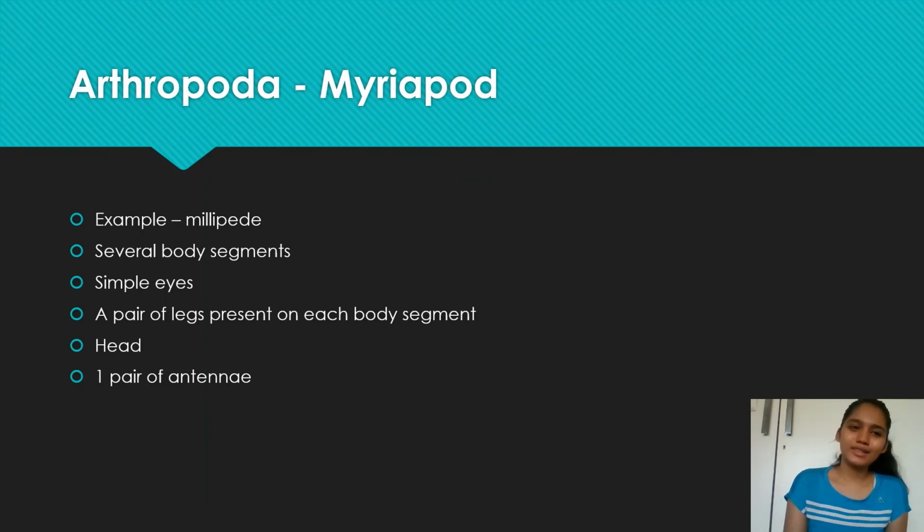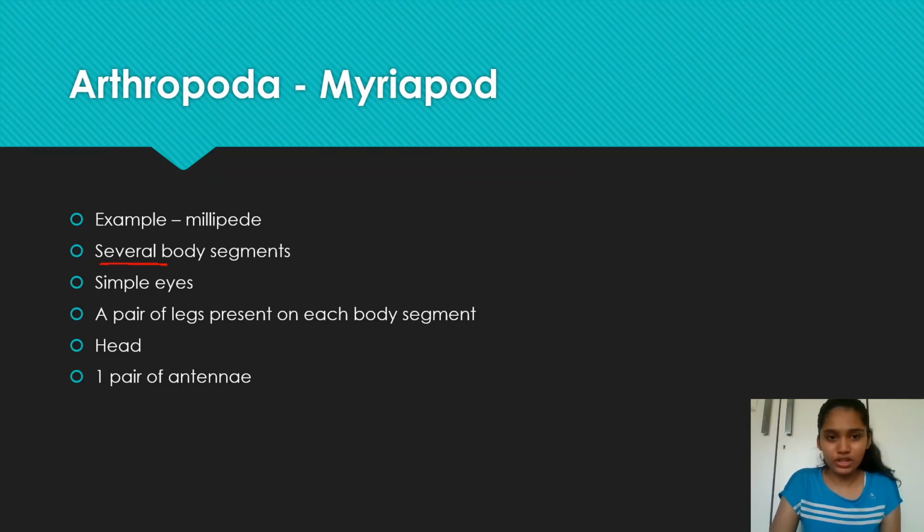So you have your myriapods. An example is your millipede or centipede. There are several body segments. You can see they have a long body with these small little segments, several of them. They have simple eyes and they have a pair of legs present on each body segment. So that is a lot of legs. So you write that. It's very important to write that, many legs. And you write several body segments. You don't write many or give a number.